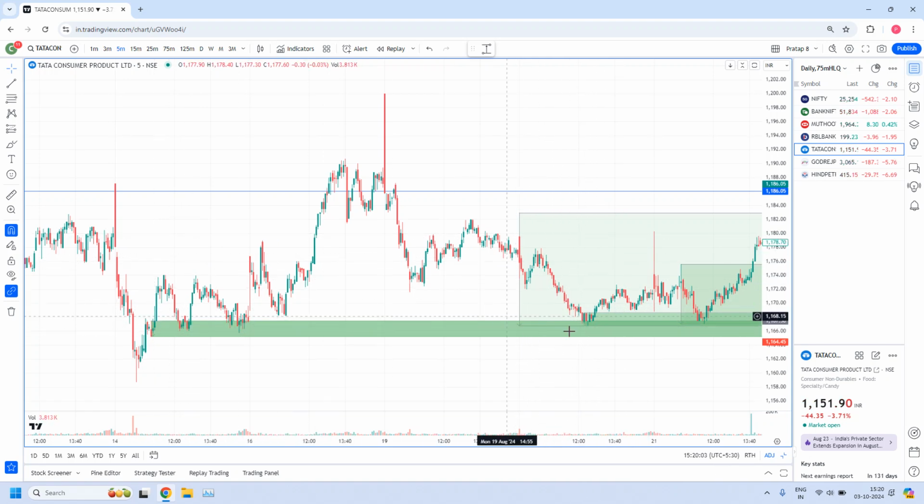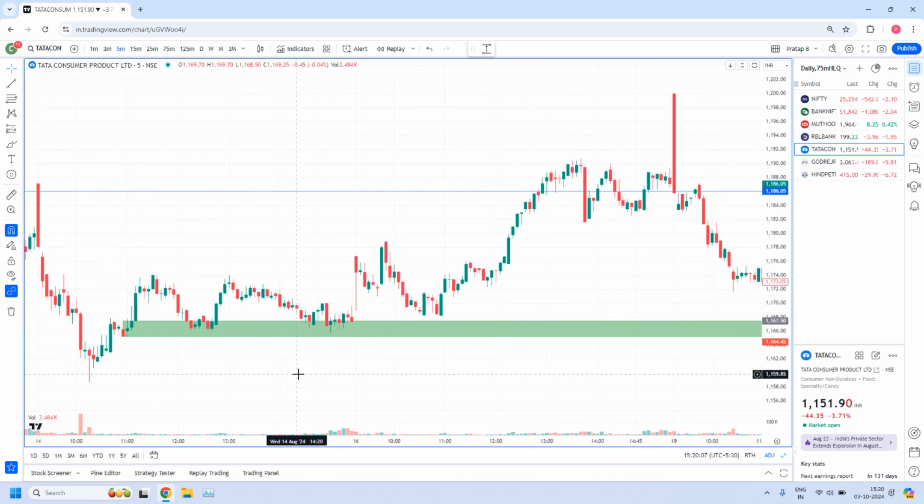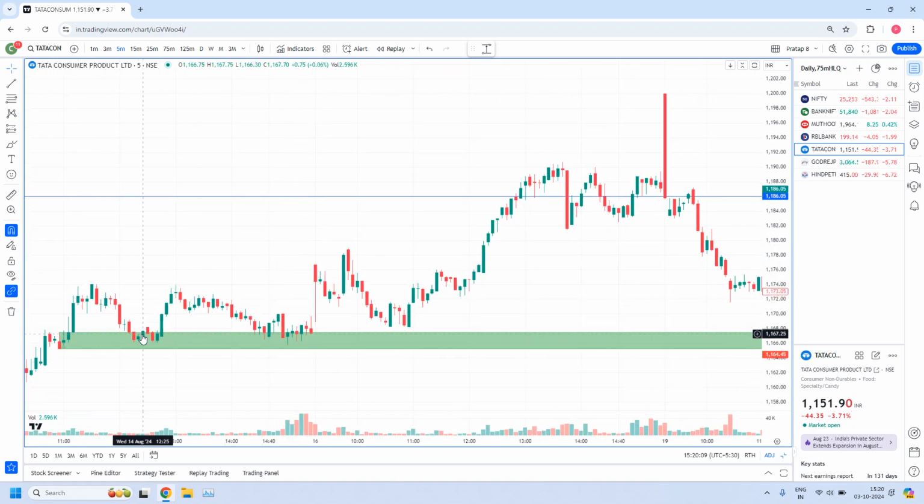And moreover, before the daily zone is created, this zone has already been tested multiple times here. See, it is already tested here. Again moved up and again came down, but this move is small, but again a considerable move. Again came down, again moved up and again came down, came very close. Maybe institutions will keep on adding new order flows in this area.